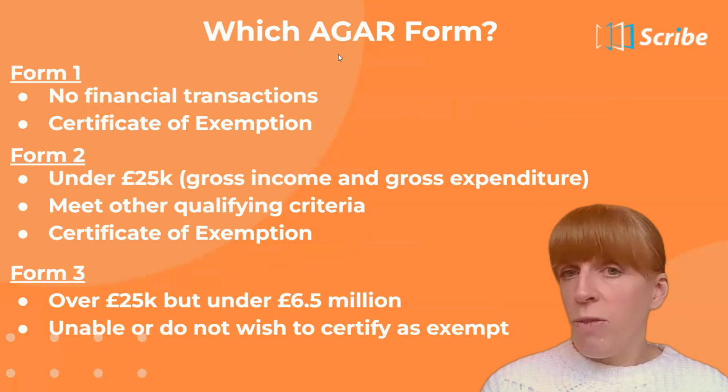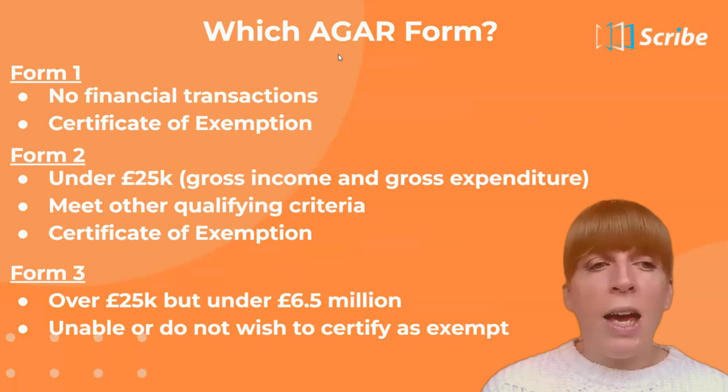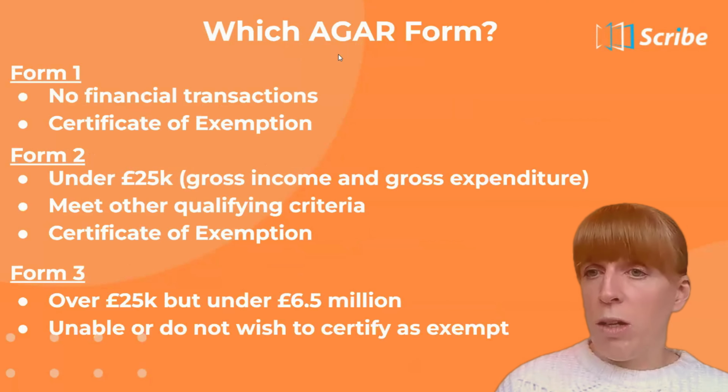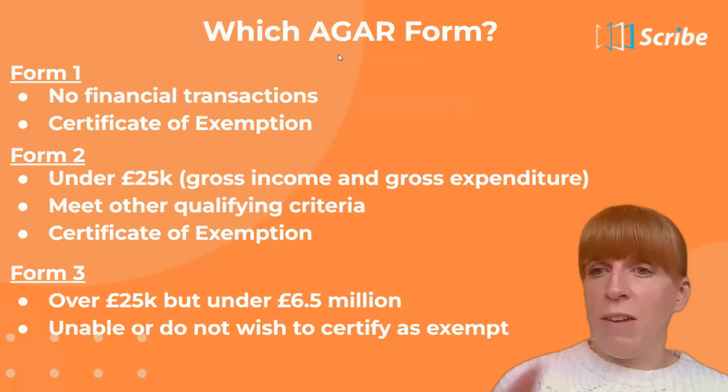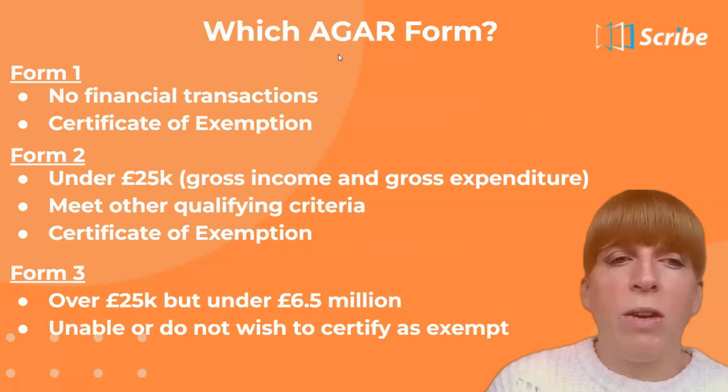There are also different AGAR forms depending on the criteria that your council meets. And as Lucy mentioned, there's lots and lots of information that will come from your external auditor. So do have a look at it. They have some useful documentation about working all this out. And again, I'll give you some more pointers as we go through.